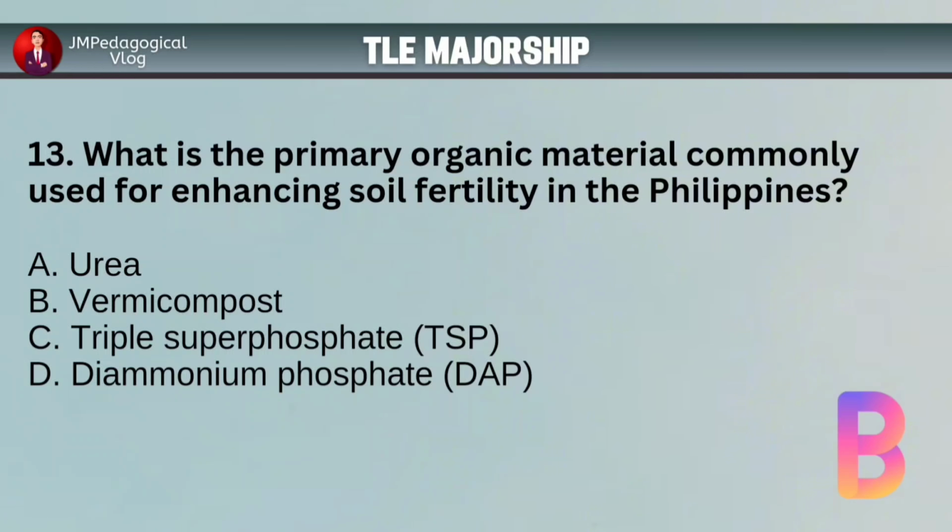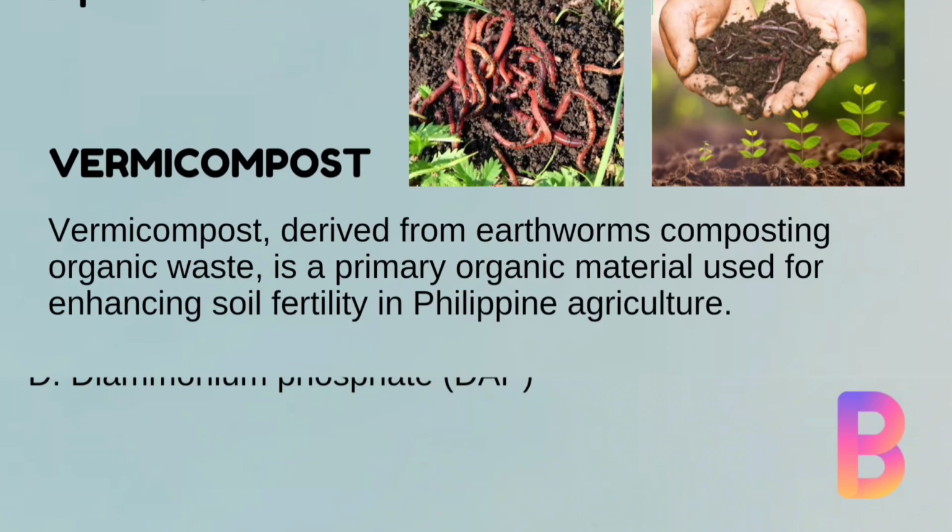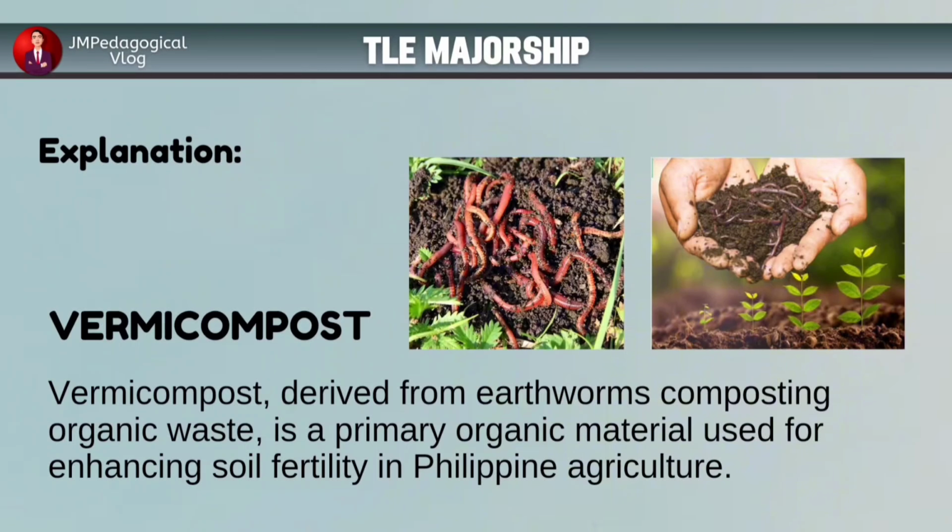B. Vermicompost. Explanation. Vermicompost, derived from earthworms composting organic waste, is a primary organic material used for enhancing soil fertility in Philippine agriculture.